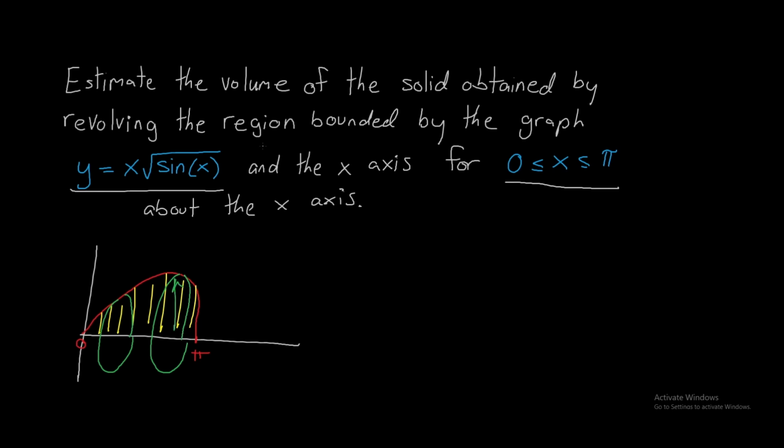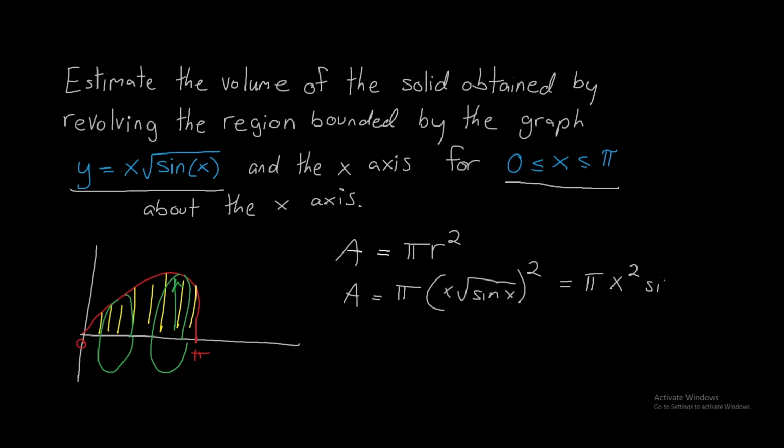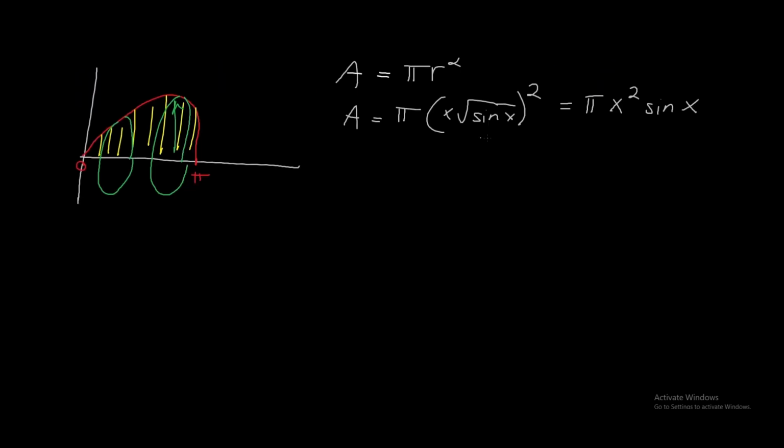So what we want is an expression for the area of each of these discs. So the area is just going to be pi times the radius squared, where the radius is just f of x. So our area is going to be pi times x times the square root of sine of x squared, which is the same as pi times x squared sine of x. So that's our expression for the area.